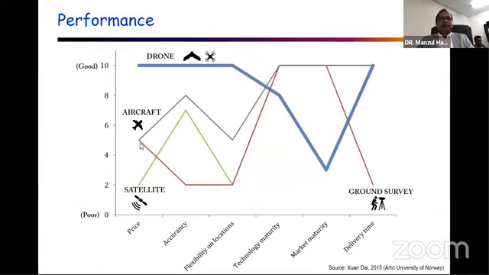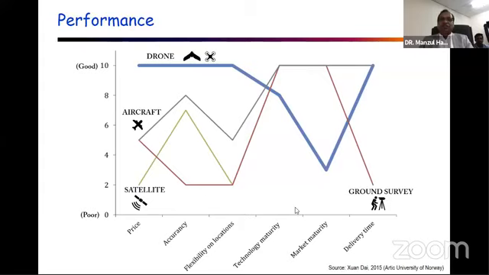Okay, so in terms of performance, if you look at the horizontal x-axis: price, accuracy, flexibility of location, technological maturity, market maturity, and delivery time. And the y-axis is 0 to 10, where 10 is good and 0 is poor. Price-wise, the satellite is, as I said, very expensive, so in terms of grading it is low. A drone is almost 10 points. It means if you have a drone, the data is basically free. And accuracy-wise also, drone has very high accuracy compared to all others. Flexibility of locations, where you fly, is also quite flexible.